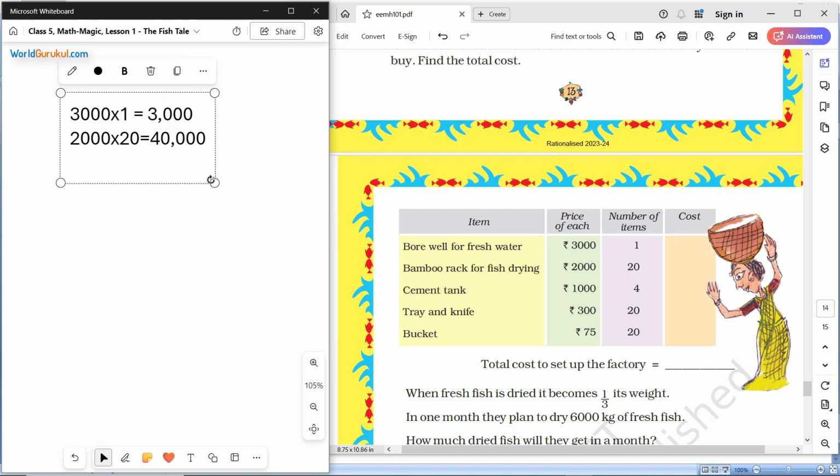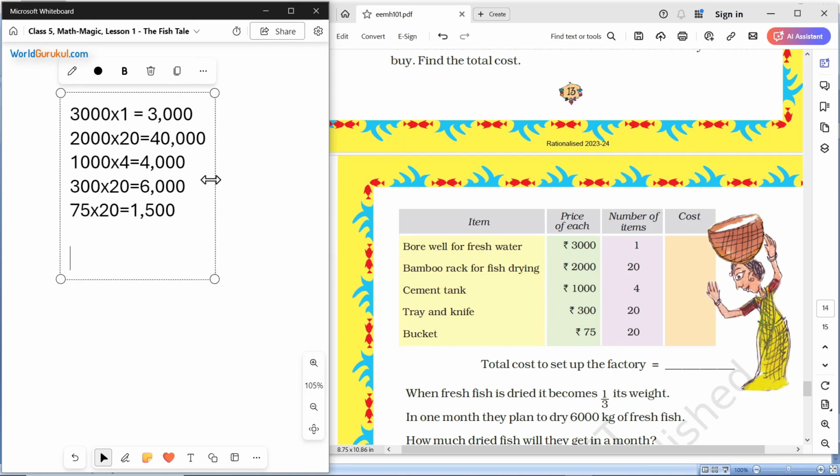And cement tank, 1,000 multiplied by 4 is 4,000. And tray and knife, 300 multiplied by 20 is 6,000. Bucket, 75 multiplied by 20. This is going to be 1,500. Total.